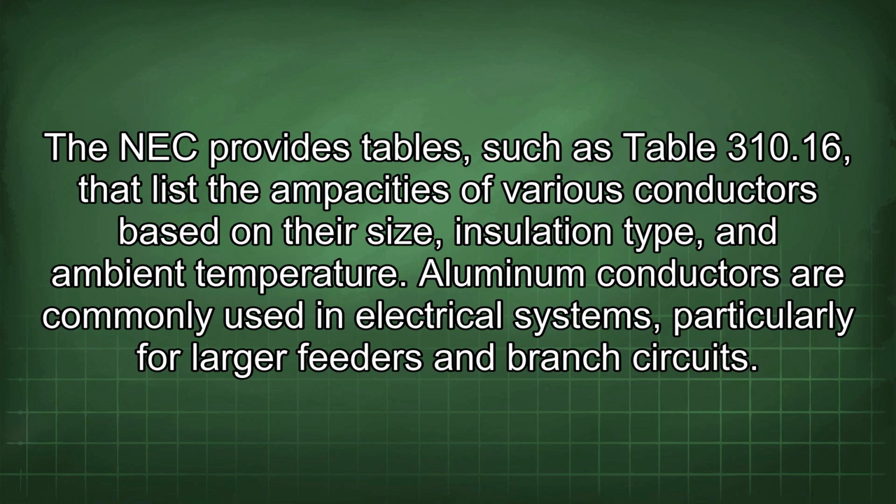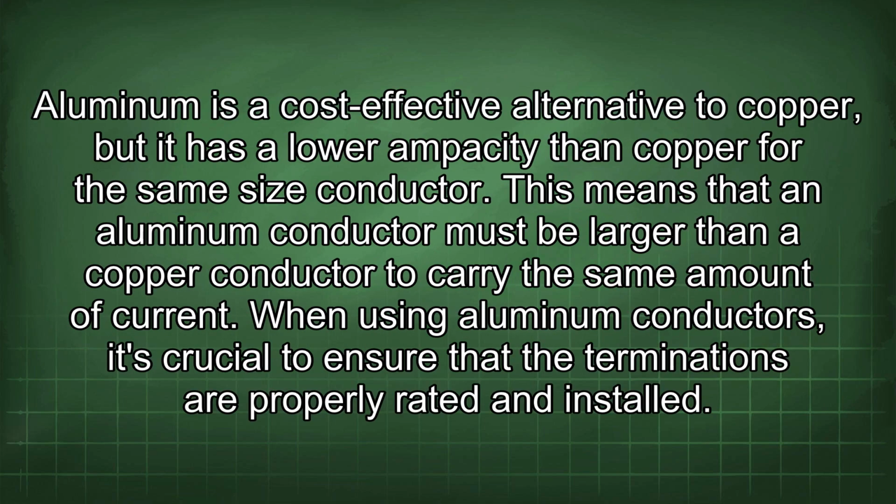Aluminum conductors are commonly used in electrical systems, particularly for larger feeders and branch circuits. Aluminum is a cost-effective alternative to copper, but it has a lower ampacity than copper for the same size conductor. This means that an aluminum conductor must be larger than a copper conductor to carry the same amount of current.